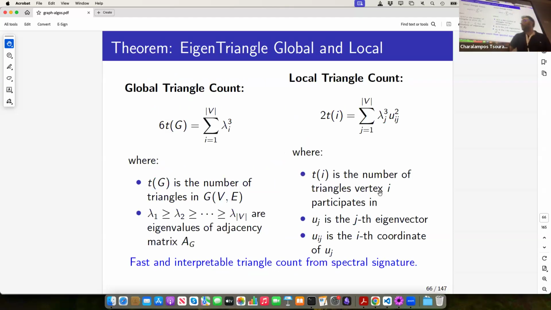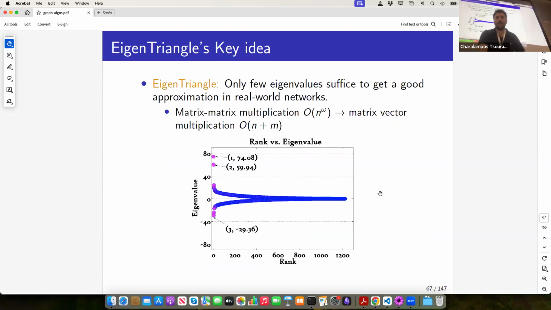And this gives an eigentriangle sort of formula, where the total number of triangles in the graph is the sum of the cubes of the eigenvalues divided by 6. And you can actually use the diagonalization of the adjacency matrix to get the triangle counts for every node. But now you need to involve the eigenvectors, and specifically this is the formula: you sum over all j of the ith coordinate of the jth eigenvector squared, times the cube of the jth eigenvalue. So why is this important? Let me now show you how this simple idea, combined with all we said before, gets interpreted in practice.